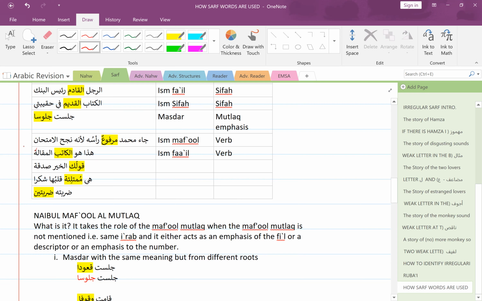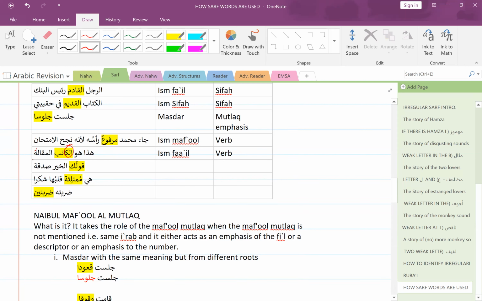So I cannot say هذا هو الكاتب المقالة. Why? Because if I make it مقالتي, it's going to be a مضاف مضاف إليه, and therefore I cannot say al-katib. I have to say هذا هو كاتب المقالة. Hope that's clear. So now you can see the difference between a مضاف مضاف إليه and when it takes a مفعول به. So this is a dead giveaway.